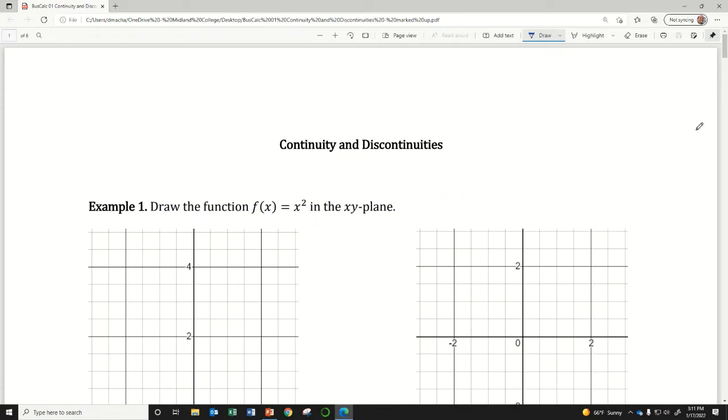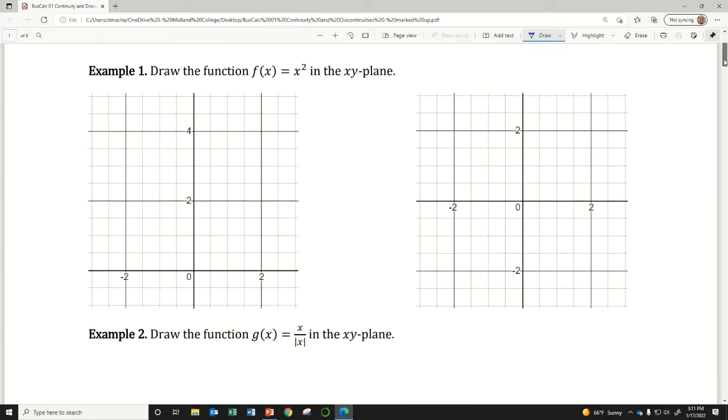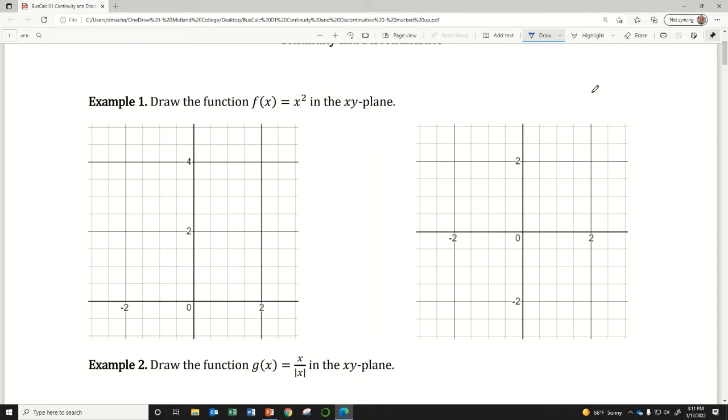So taking a look at example 1, it asks us, draw the function f of x equals x squared in the xy plane. And so we'll use this xy plane. If I let x be 0, well then 0 squared is 0, I have a dot right here. If I let x be 1, then 1 squared is 1, I have a dot right here. If I let x be 2, then x squared is 4, and so on.